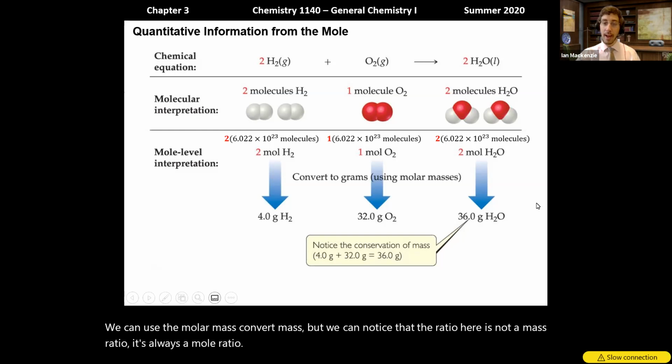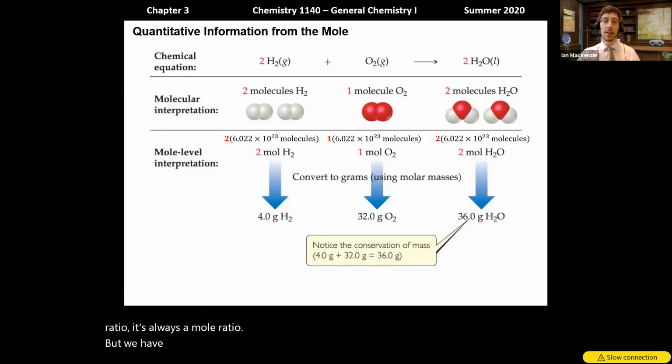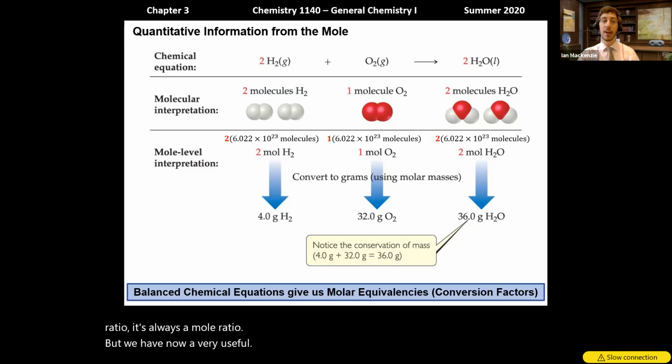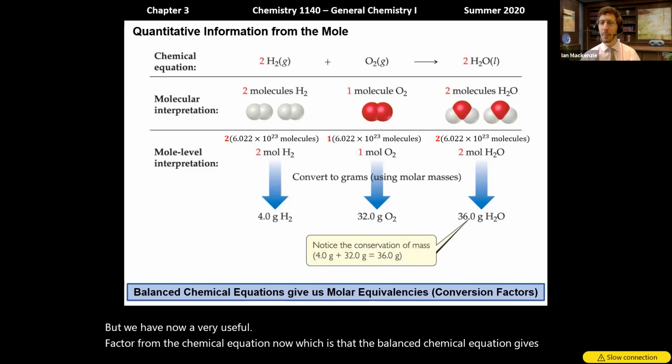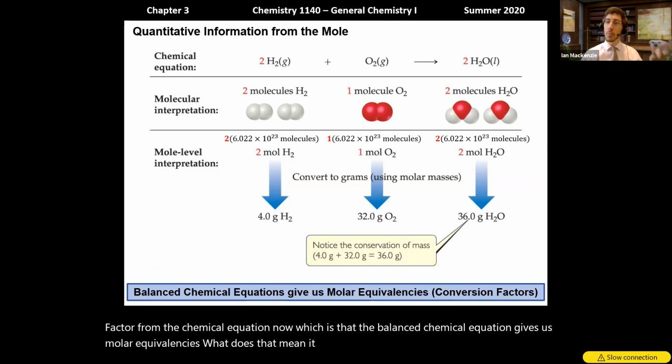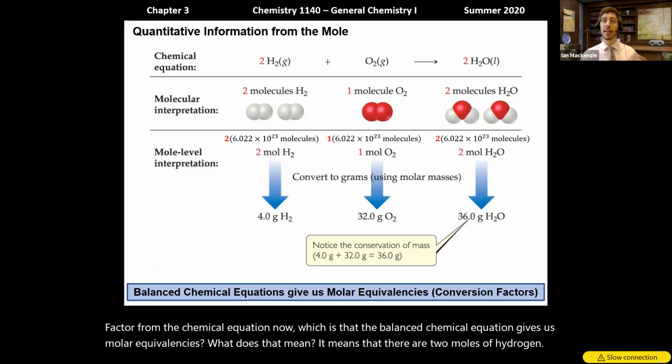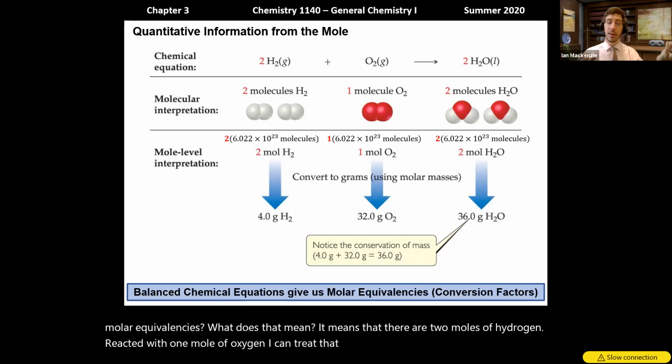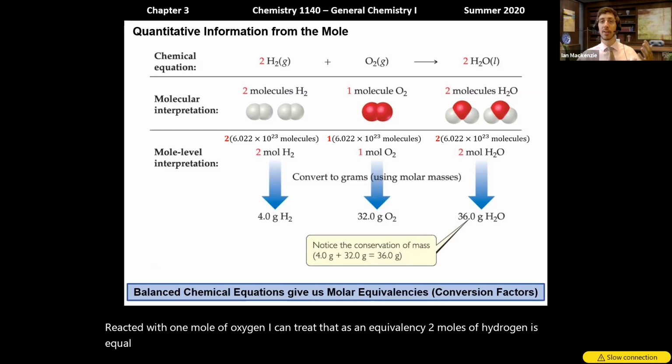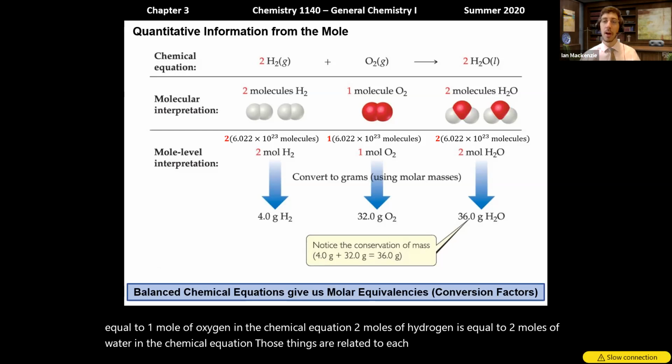But we now have a very useful factor from the chemical equation, which is that the balanced chemical equation gives us molar equivalencies. What does that mean? It means that there are 2 moles of hydrogen reacting with 1 mole of oxygen. I can treat that as an equivalency. 2 moles of hydrogen is equal to 1 mole of oxygen in the chemical equation. 2 moles of hydrogen is equal to 2 moles of water. In the chemical equation, those things are related to each other, and those now become conversion factors.